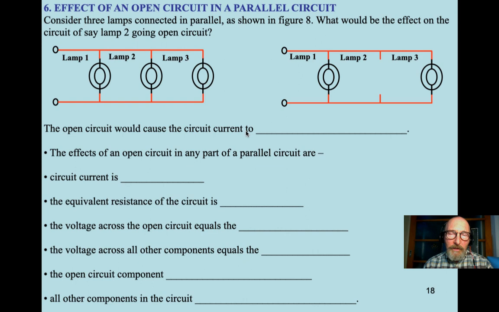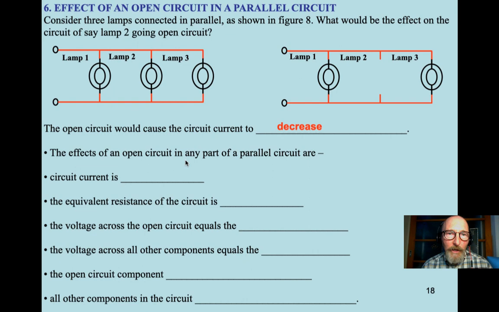In this case, I've got three branch currents: current 1, current 2, current 3. In this case, I've got no current in branch 1, because I've got no filament anymore. No current, no resistance, so no current flowing. And I've got current 2. So I say that the current has to decrease.